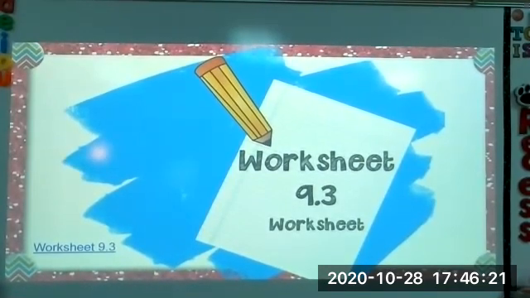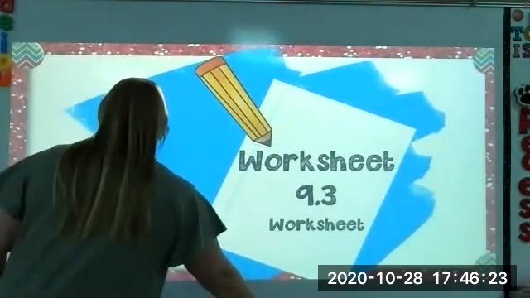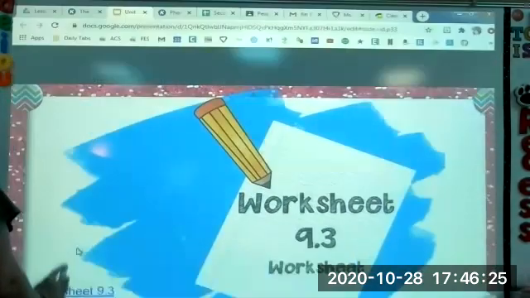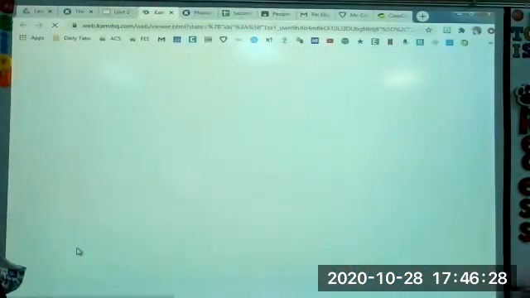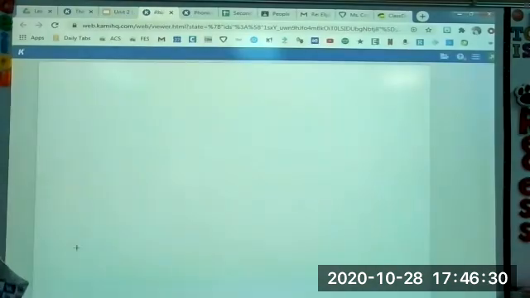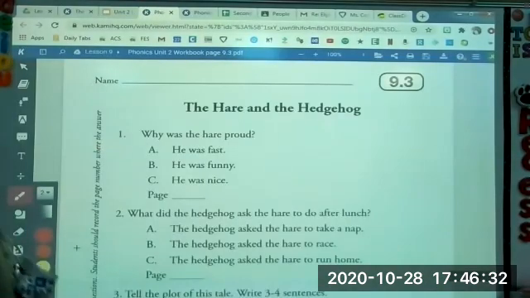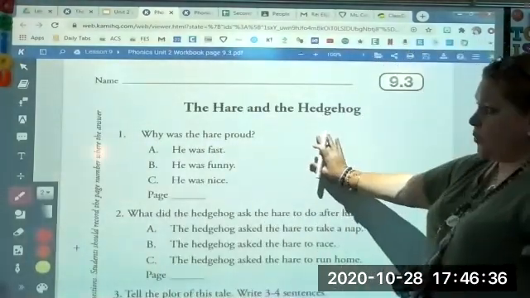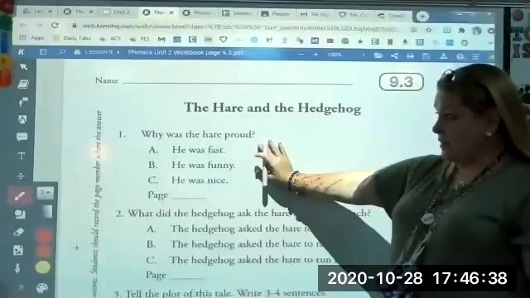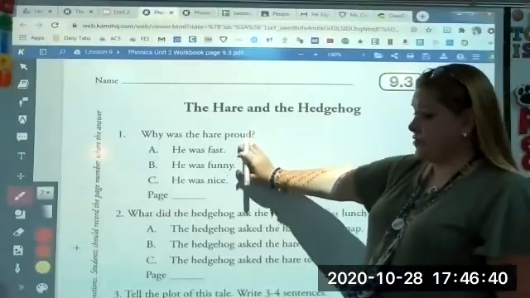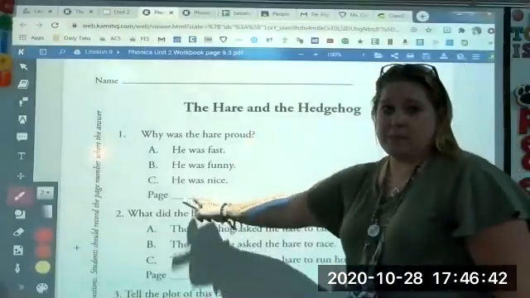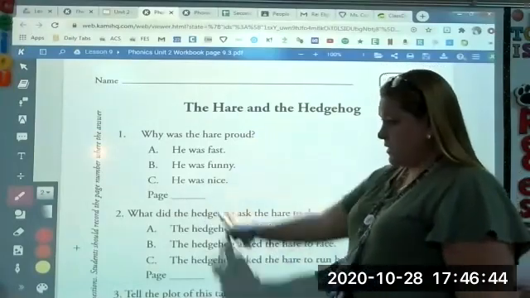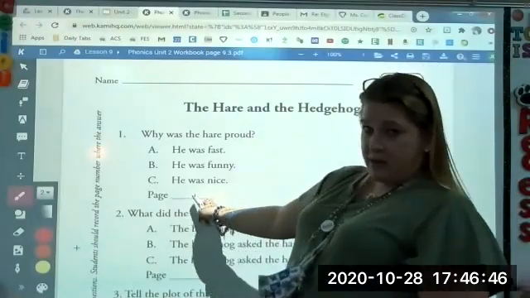So let's look at, you're going to do this page for homework tonight. Okay, so you have 3 questions to answer. Why was the hare proud? So guys, remember, you're going to circle your choice. You have to tell me the page it came from, okay? Don't just leave that blank because that'll count a point against you.